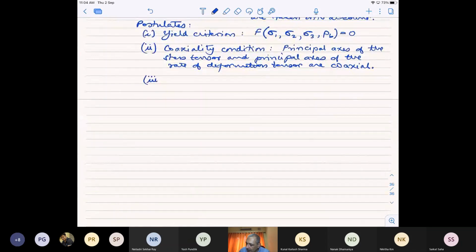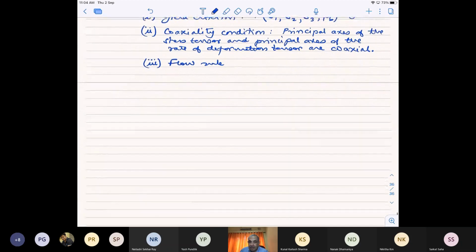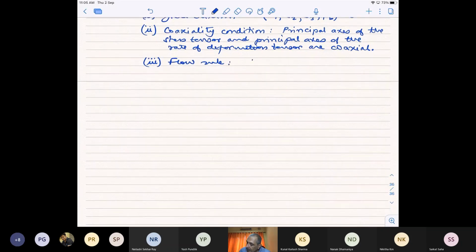And then you need one more thing, which is what is called the flow rule. The main point is that you need enough equations to be able to solve the flow problem. And so this is one more set of conditions, and this also relates the rate of strain to the stress. And this flow rule essentially says that, we'll explain this in more detail, of course.